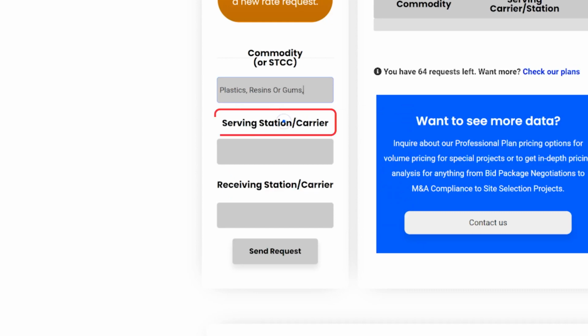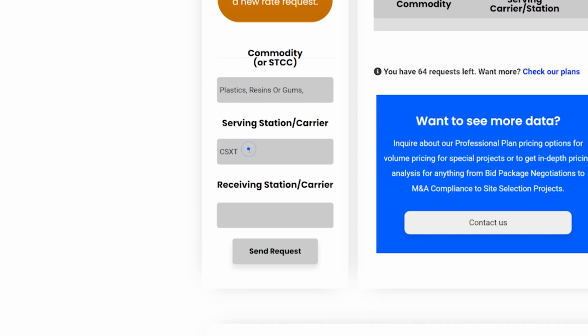Moving on to the serving and receiving station carrier fields. They pull from the same table, since a station could be a receiving or serving station. This table uses the same contains operator, so partial names are okay. If you want to broaden your search, you can do so using the state or road. For example, if you type CSXT, there are over 7,000 stations.